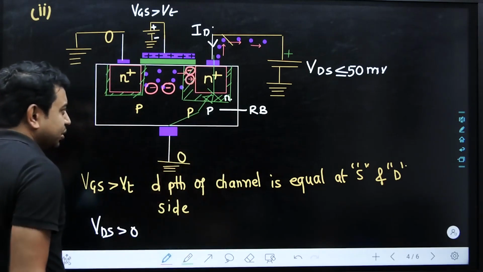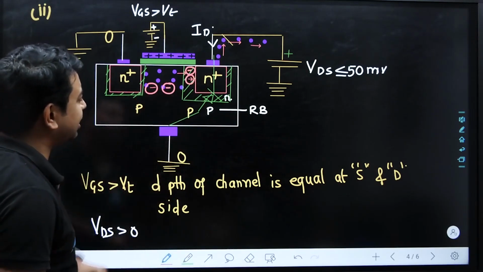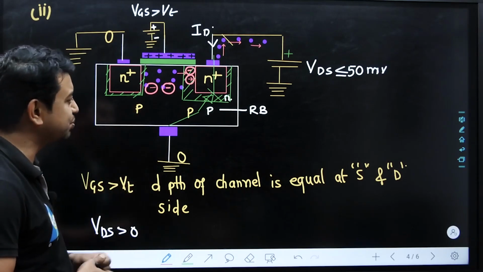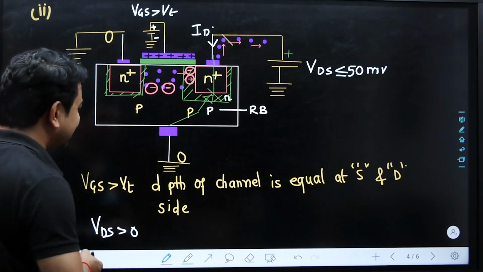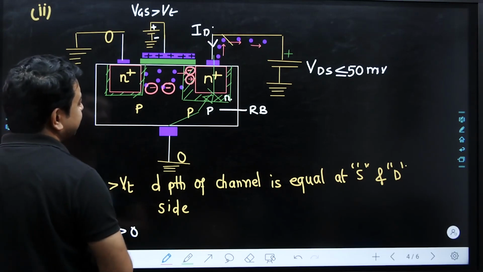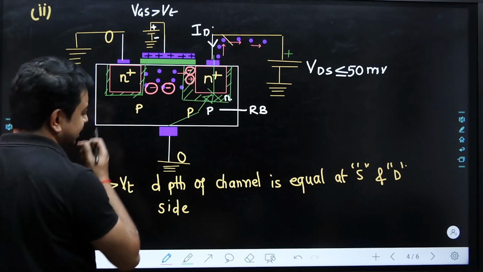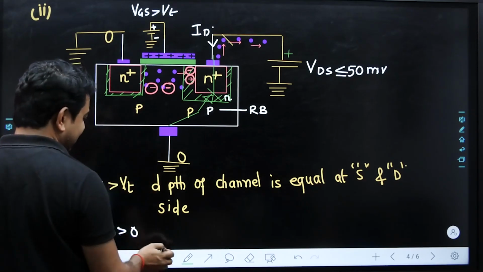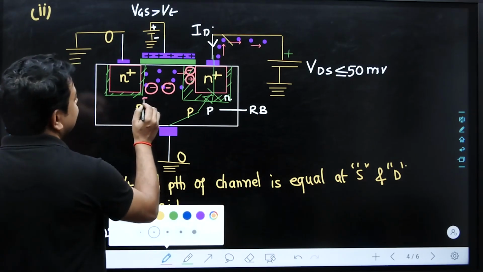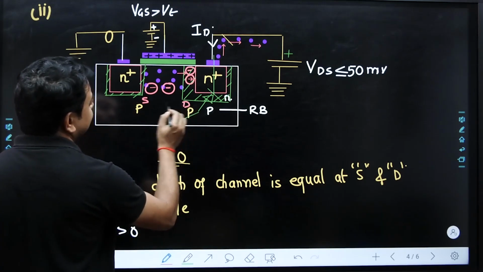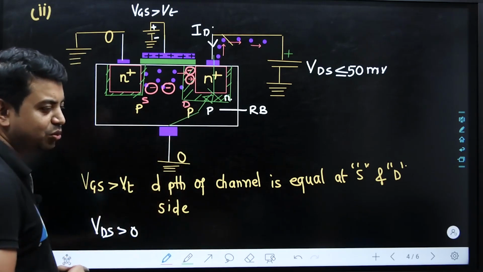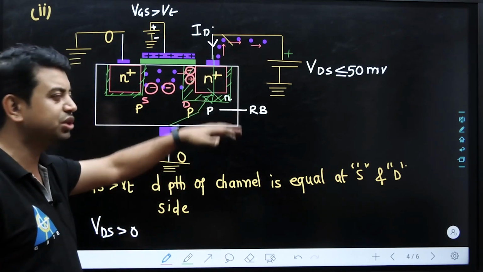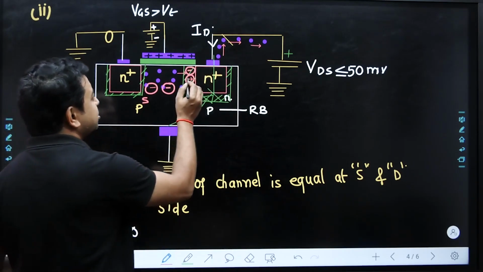Okay. So if you draw this particular region separately, then we come to know the condition of this region. Now we can say that the concentration of electrons present on the source side and the concentration of electrons present on the drain side are unequal. Why unequal? Because this potential will take the electrons out.